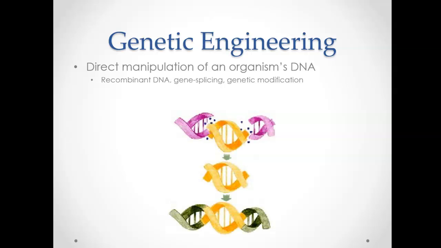There can be a variety of different things that we can do to manipulate DNA. We can combine DNA from different organisms. We can do what's called gene splicing, which is basically just inserting genes into other places. And we can also do direct genetic modification. So we can change bases and letters. We can go from A's to T's and C's to G's or whatever we need to do to actually modify things.